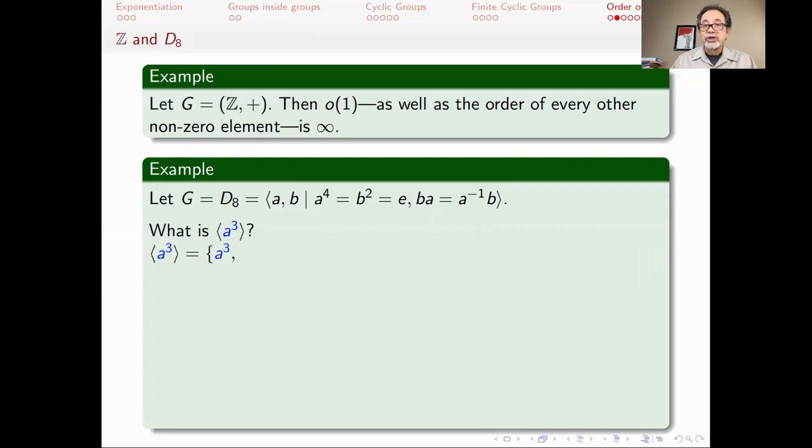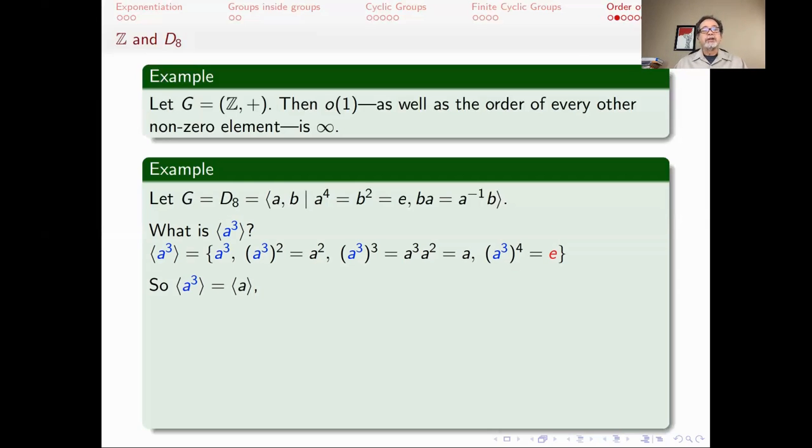So you start with A cubed, you just keep multiplying it by itself. So A cubed squared, that's A cubed times A cubed, that's A to the 6th, that's A squared. For finding A cubed cubed, multiply A cubed squared, which was A squared, by A cubed, and you get A to the 5th, which is A. And then if you multiply that A again by A cubed, you get A to the 4th, which is E. You got everything. The group generated by A cubed is the same as the subgroup generated by A. And so the order of A cubed, as well as the order of A, is 4.